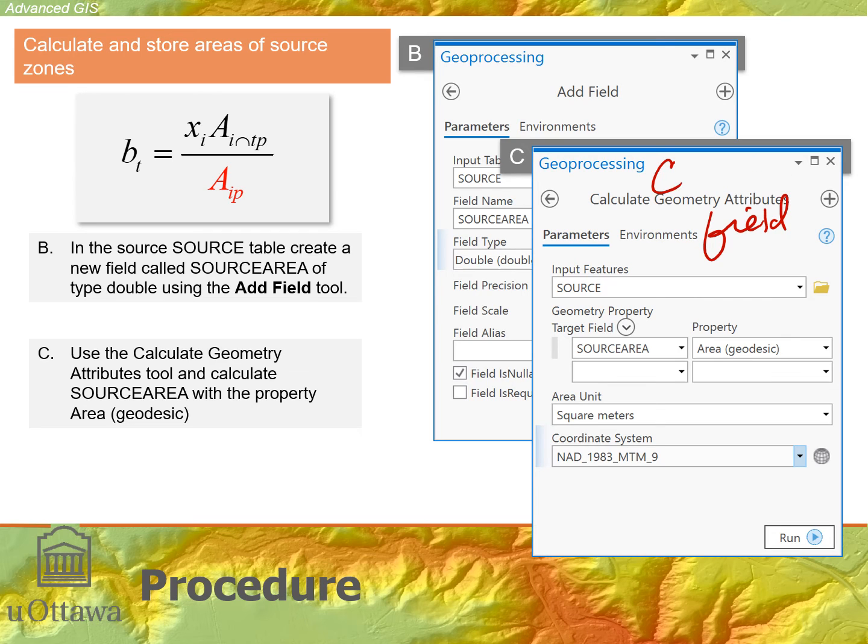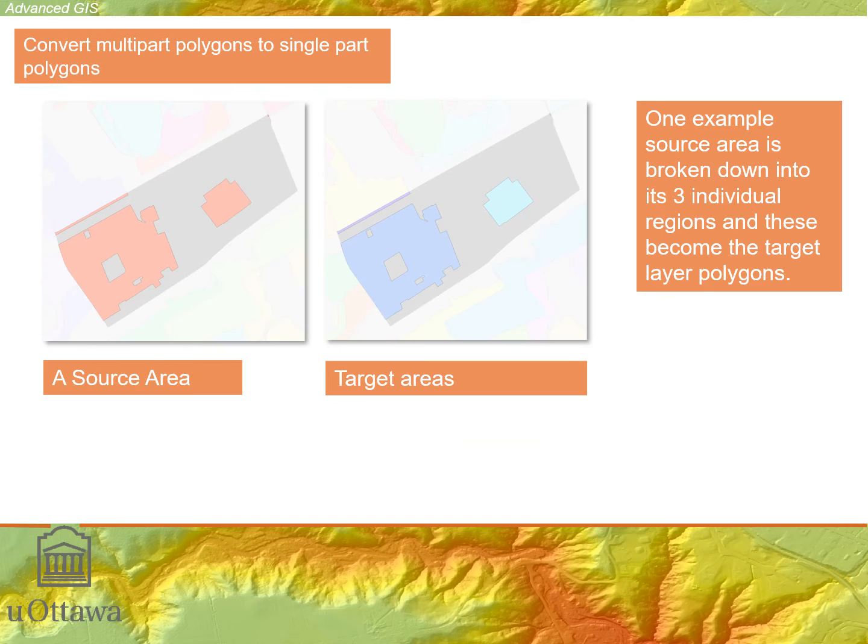So you could have just used calculate field here if you wanted to, and calculate the shape area over into source area. So here we have now the way it would look right now, basically after the intersection and source area calculation. This is one spatial unit.